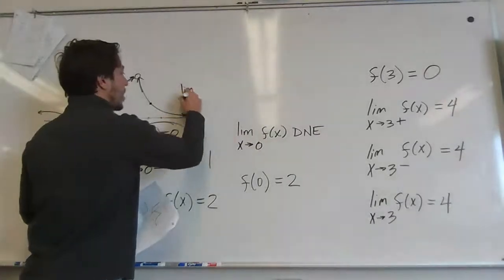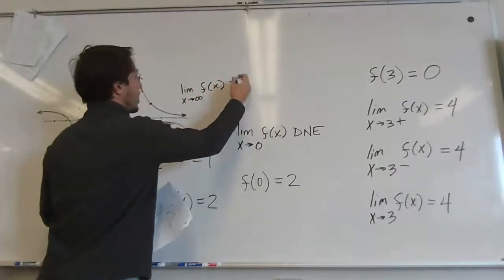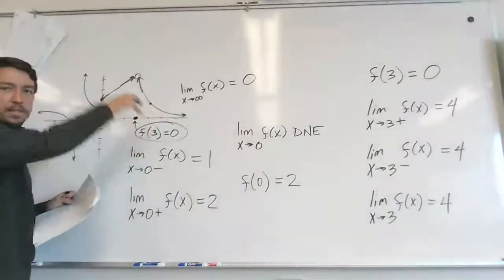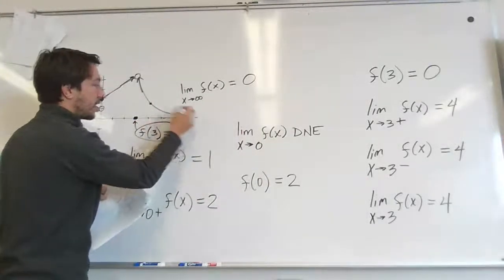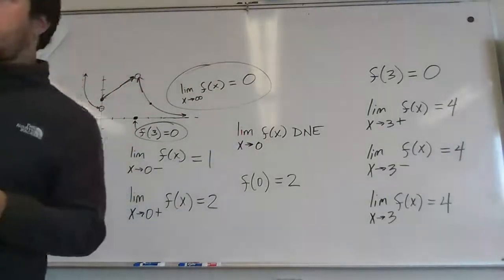Yeah, the limit as x approaches infinity, I guess, I mean, it's a picture, so you can never be 100% sure, but the picture seems to be suggesting that the function comes down asymptotically and approaches 0. So the last answer is that.